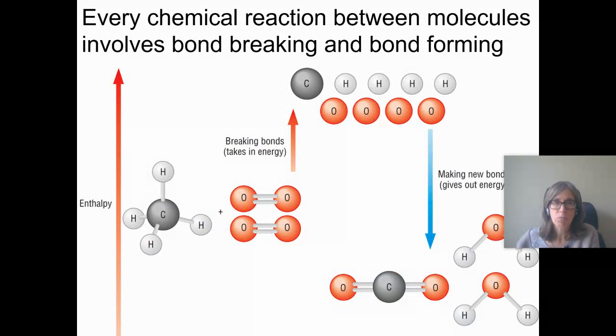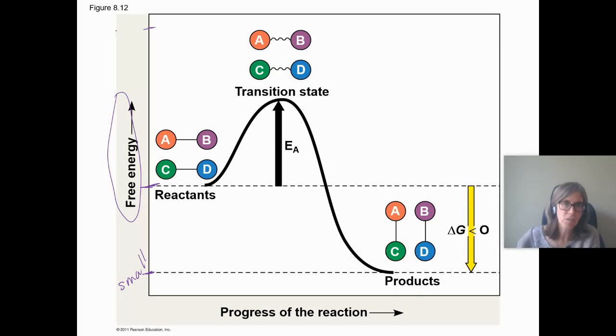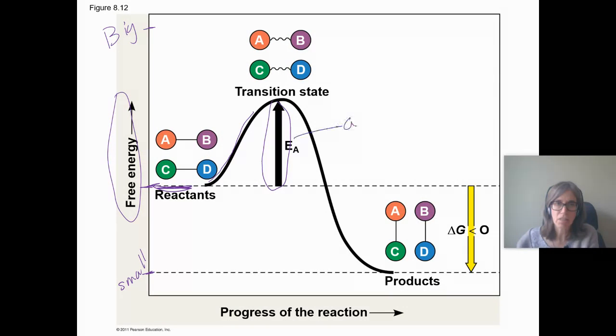So every chemical reaction between molecules involves breaking bonds and forming new bonds. And so here's the picture a little bit closer to what we were doing the other day. The reactants have this much energy. The y-axis here is free energy. You have very little energy here, small numbers over here. And then as you go up on the y-axis, you get bigger numbers right here. So more energy. The reactants have a certain amount of energy. You need to put energy into the system. That's this much energy. It's called the activation energy.